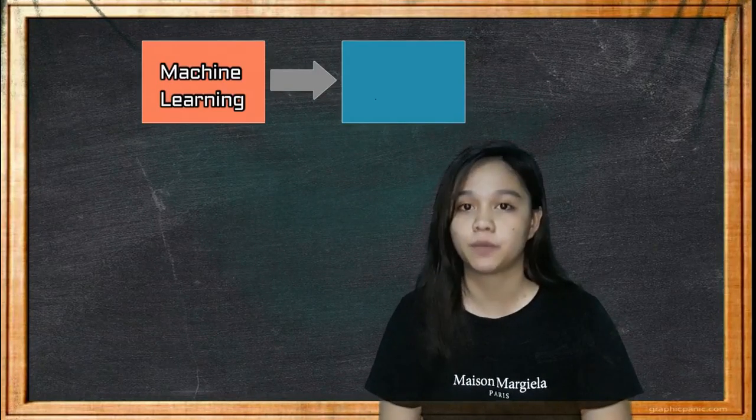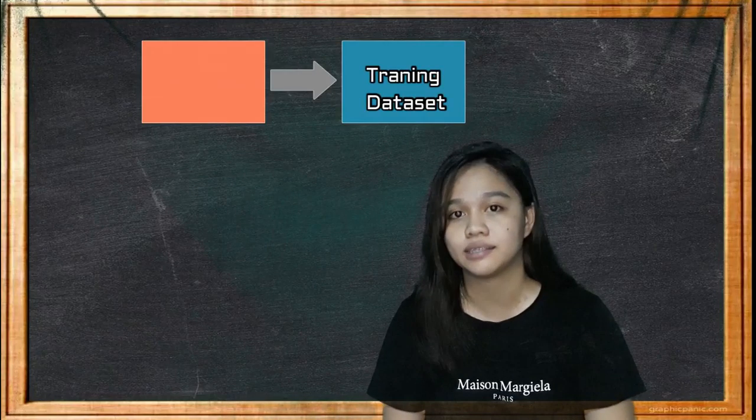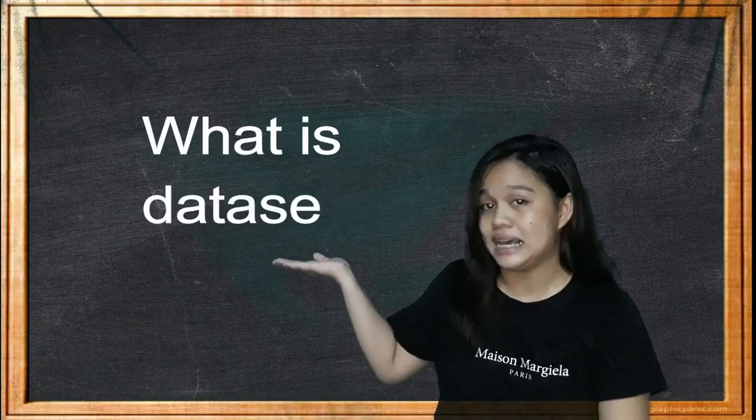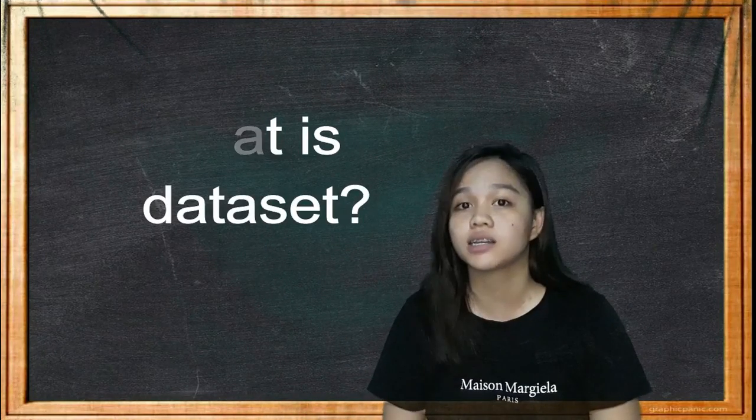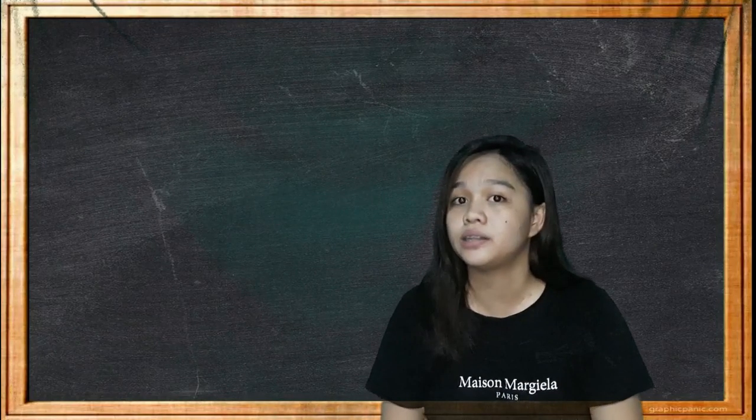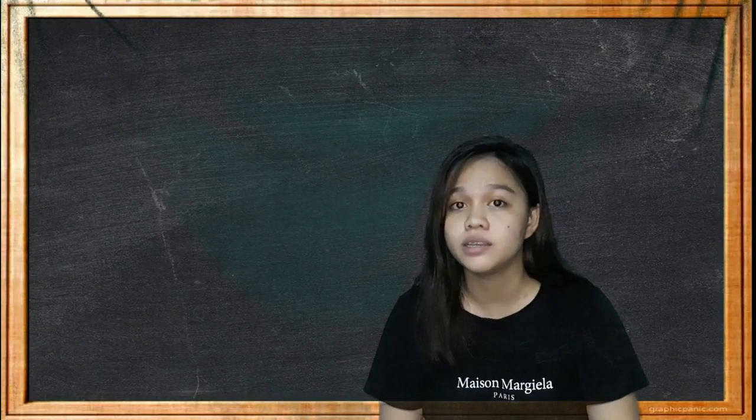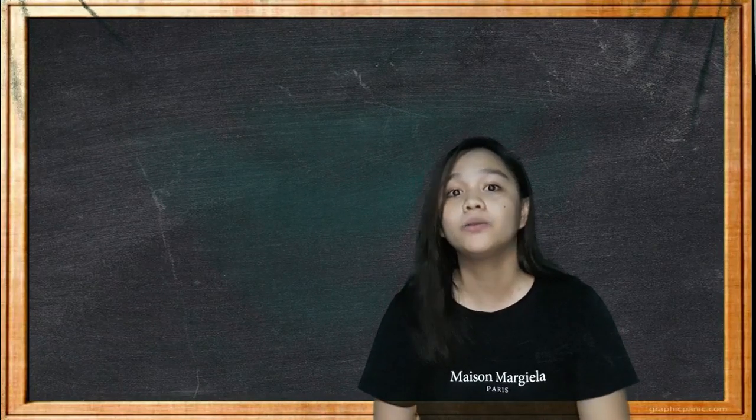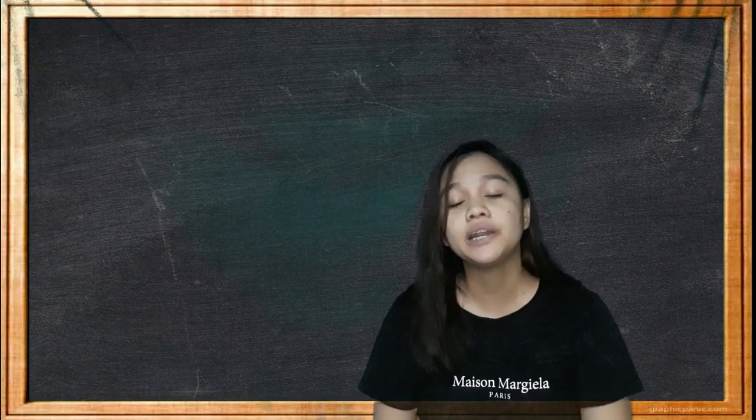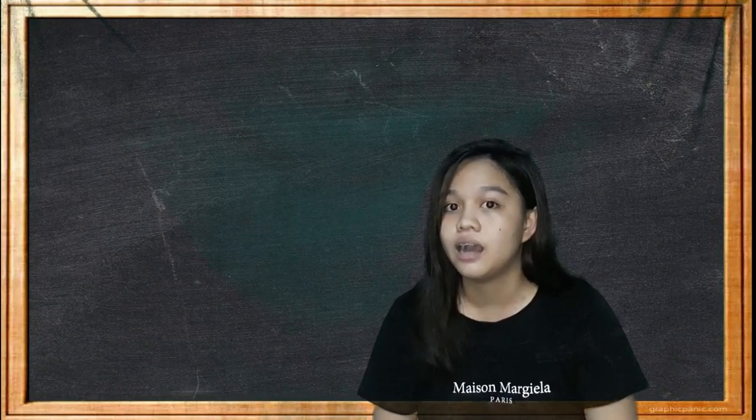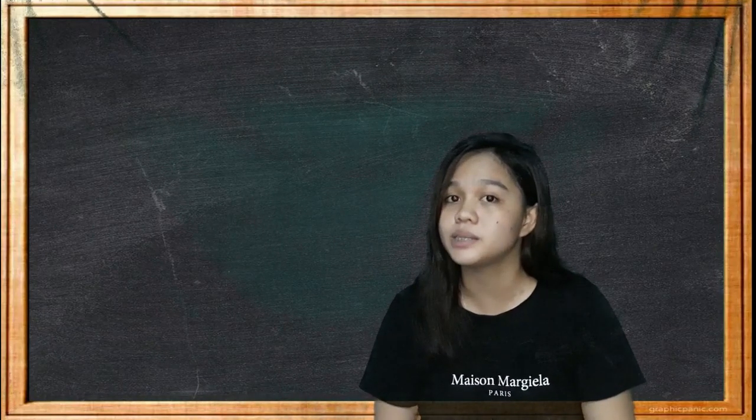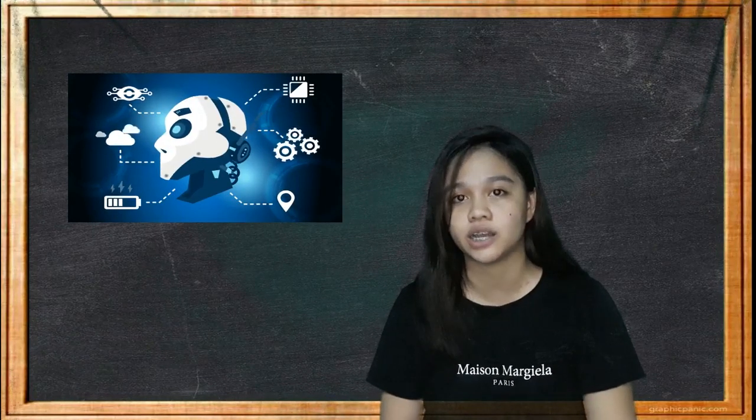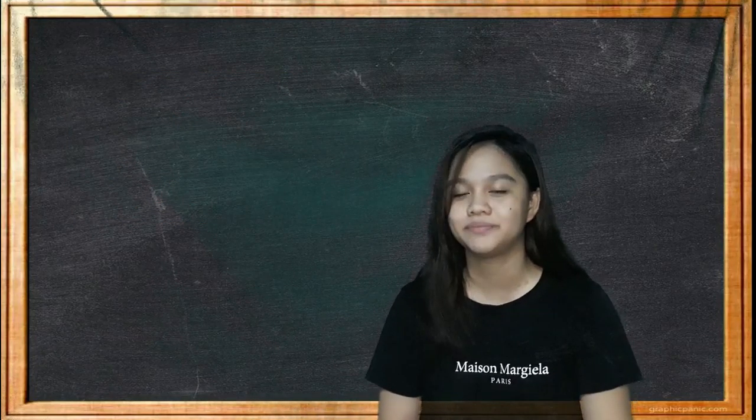In machine learning projects, we need a training data set. What is a data set? A data set is a collection of data. In other words, a data set corresponds to the contents of a single database table. Always remember that machine learning depends on data. Without data, it is impossible for an artificial intelligence or AI to learn.